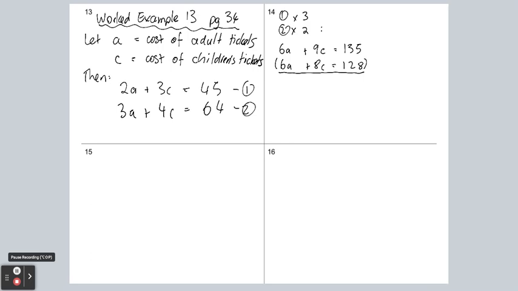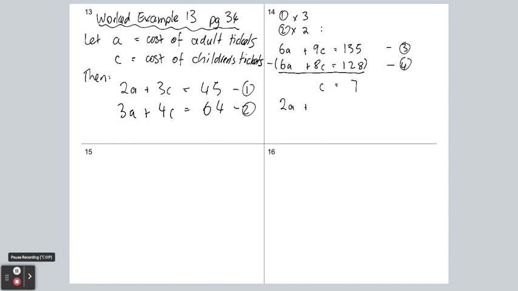Put brackets around the second equation and go with subtract. I should label these 3 and 4 as well, by the way. So we are doing 3 minus 4. 6a minus 6a is 0, it's gone. 9c minus 8c is c, beautiful. 135 minus 128 is 7. That's nice and easy. Once I've done that, pop it into one of the 2 original equations. Don't use equation 3 and equation 4, and work out what a is.